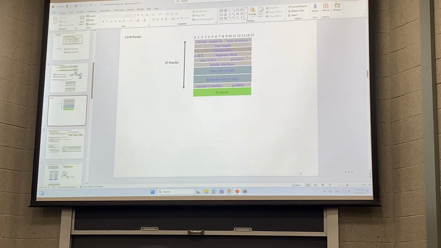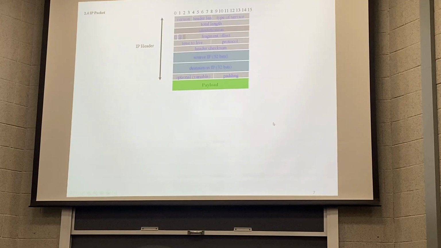The protocol refers to the layer 4 protocol, so that'll be either UDP or TCP. The tricky part is if we fragment. So recall that fragmentation involves splitting a packet up at the data link layer.